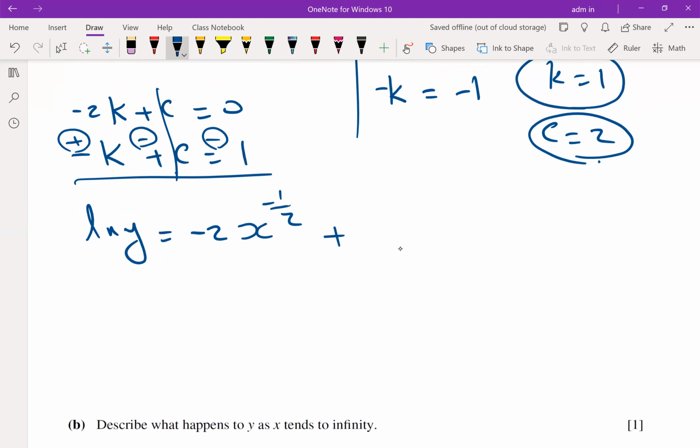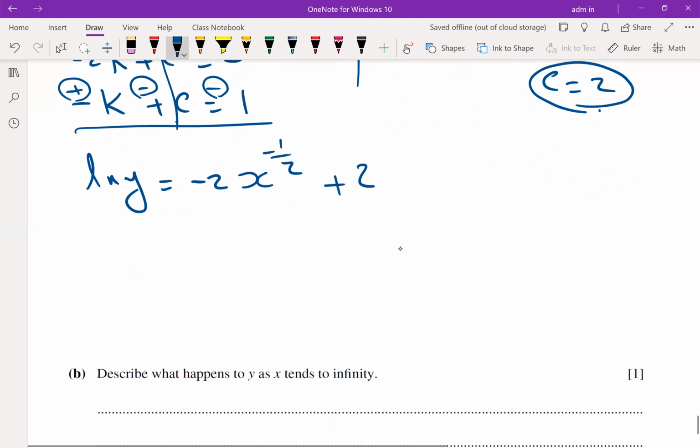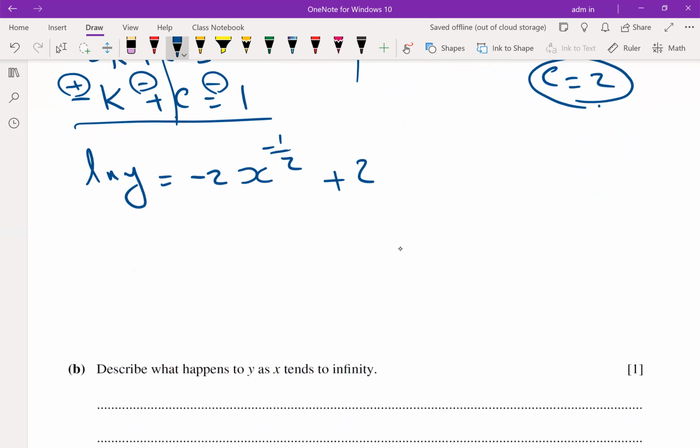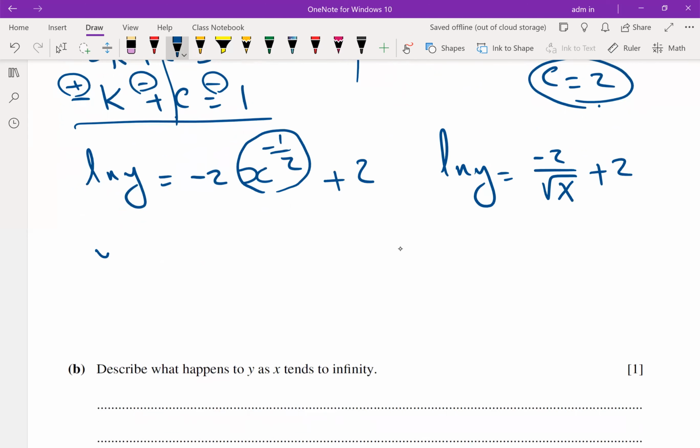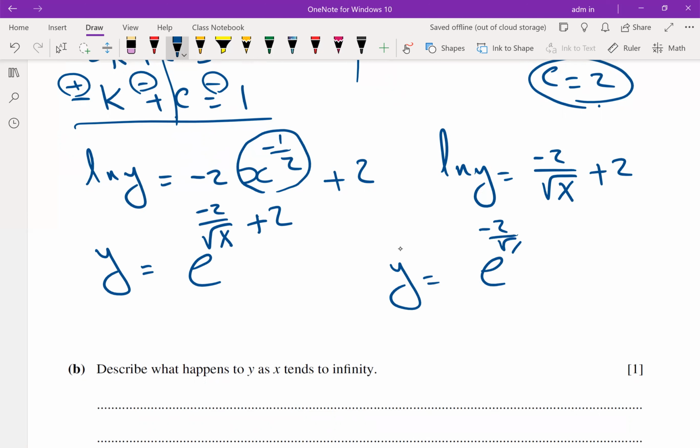But the question asks to get y as the subject. To make y the subject, you can convert from logarithm form to exponential form. We can write this as root x: ln y equals minus 2 over root x plus 2. Converting from logarithm form, y equals e to the power of negative 2 over root x plus 2. Or you can split it and write e to the power of negative 2 over root x times e to the power of 2.